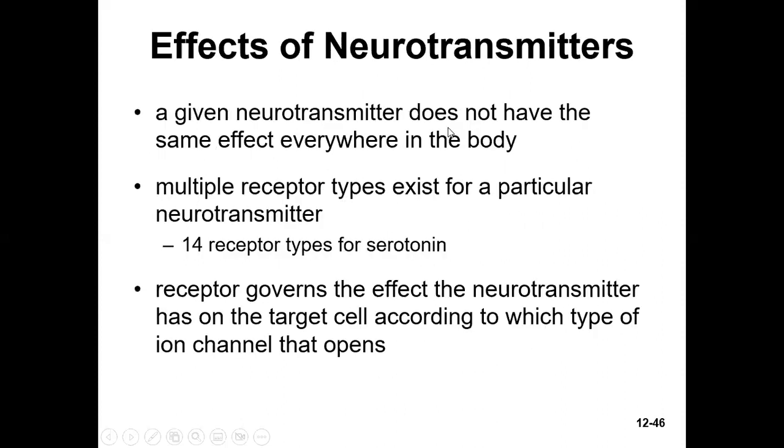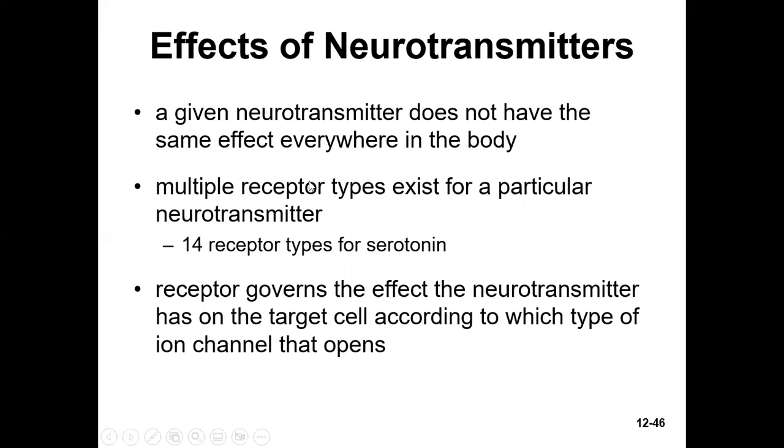A given neurotransmitter does not have the same effect everywhere in the body. This is a good concept to grasp. We'll see this again when we get into the endocrine system. Just because it's produced and released, if we do not have the capability of hearing the message, we can't hear the message. So what this is saying is only certain cells will have certain receptors for either hormones or neurotransmitters or whatever it is. And in this case, we're talking about neurotransmitters.